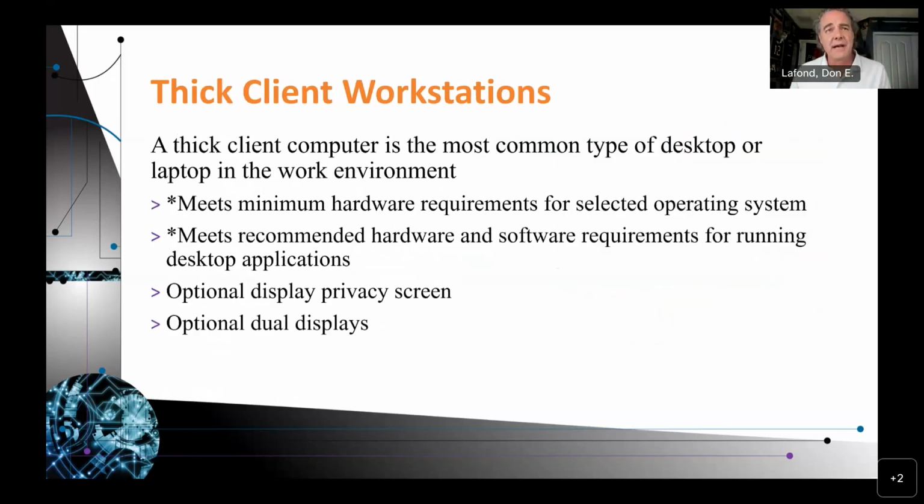Now, a thick client computer is the most common type of desktop or laptop in the work environment. It meets the minimum hardware requirements for the selected operating system. It meets recommended hardware and software requirements for any running applications that you have. It has an optional display privacy screen, like the thin client, and it has optional dual displays, obviously.